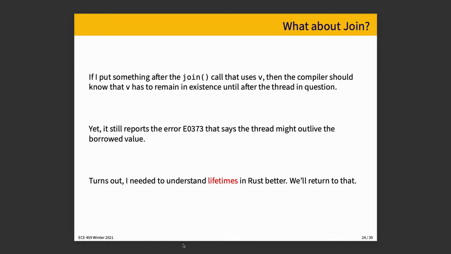So what if I put something after join that uses vector v? The compiler should figure out that v has to remain in existence until after the thread in question. But that doesn't work either. It says the thread might outlive the borrowed value once again. And again, we are saying that this doesn't work. And what's really the solution is to have a better understanding of what's going on with lifetimes in Rust.